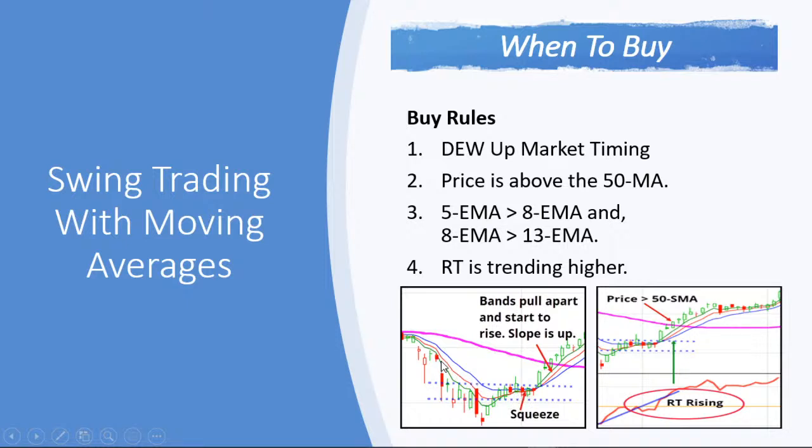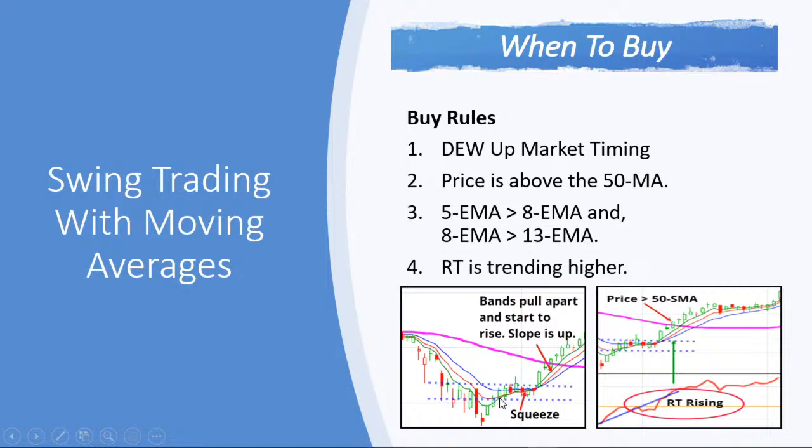What are the slope and the separation here between the three short-term EMAs during this downtrend? What is that telling us? Well, it tells us not only that you're in a downtrend, but the separation that's being created tells us that that downtrend is strengthening.